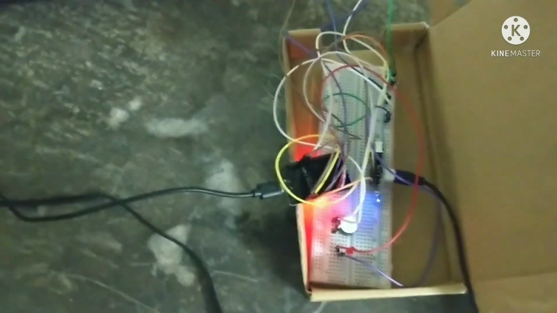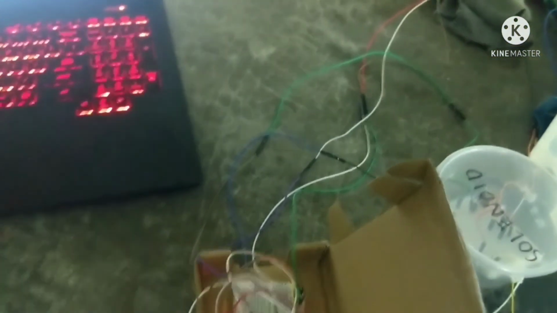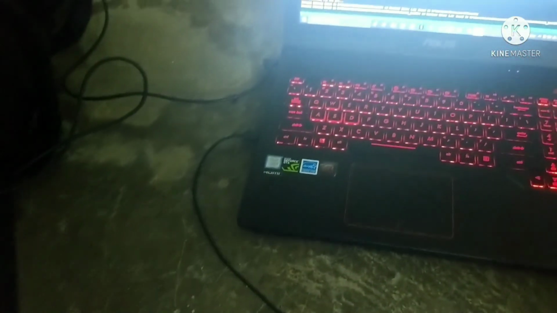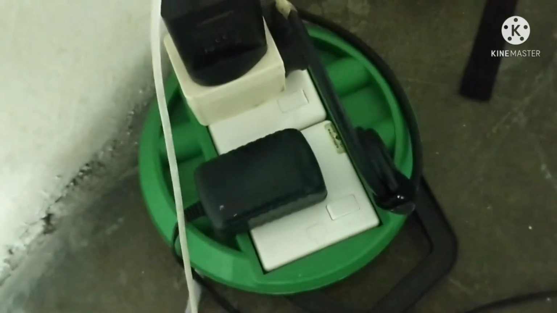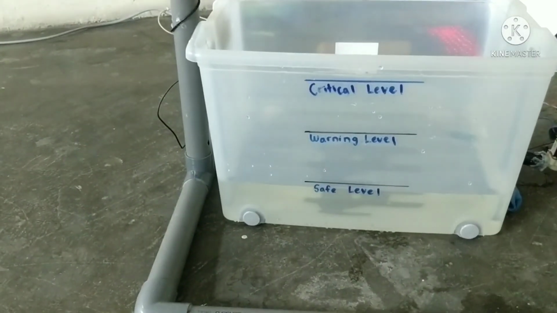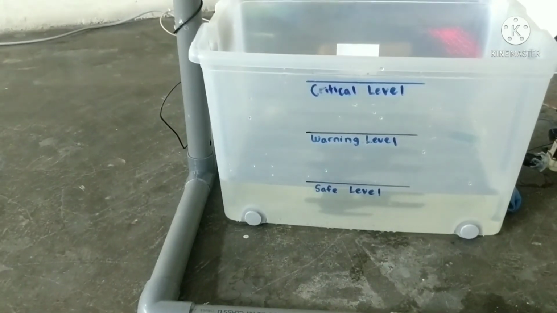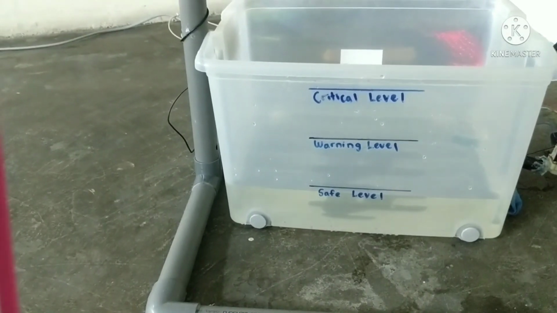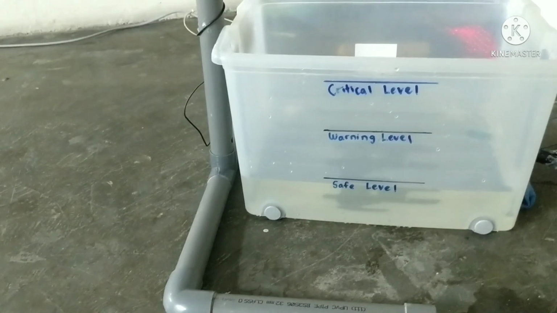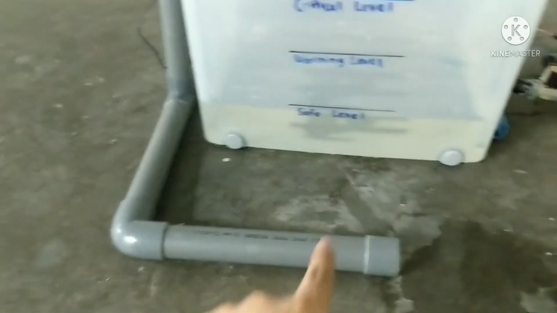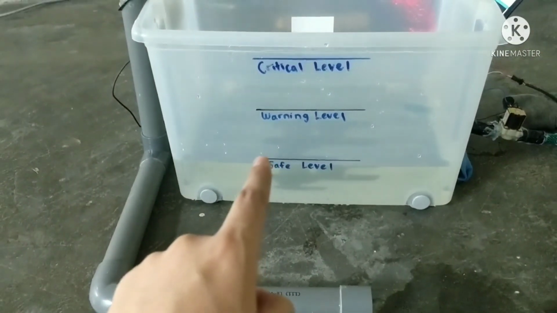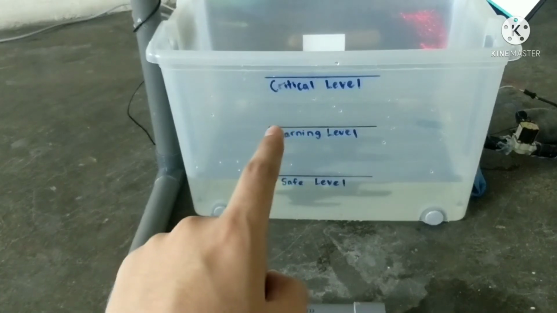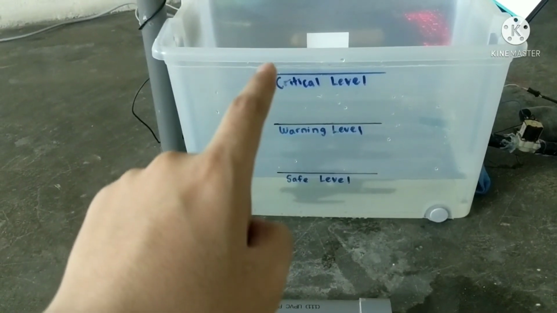The ESP32 is powered by my laptop, and the solenoid is powered by the power source. Next, as you can see at the box, we set 3 levels for water level, which are safe level, warning level and critical level. The distance of the water level sensor from the base is 68 cm, and the distance from the base to the safe level is 8 cm, and safe level to warning level is 9 cm, and warning level to critical level is 9 cm.